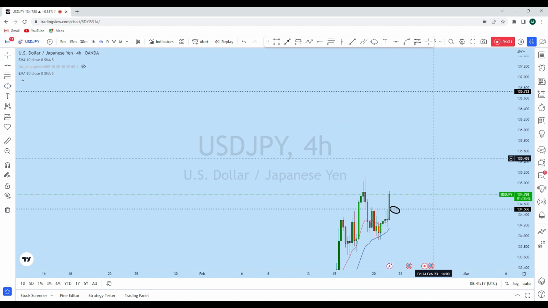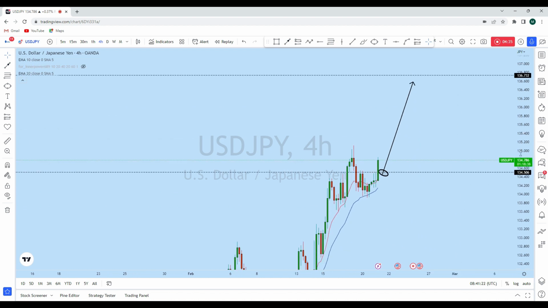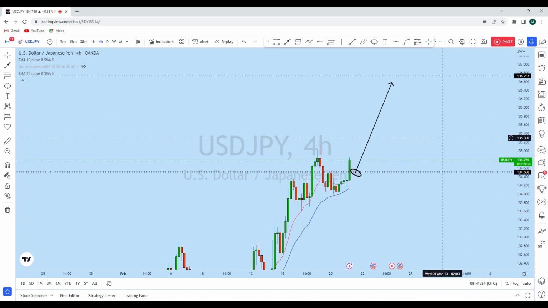So as soon as we find a suitable entry opportunity on dollar yen to take this move to the upside, we'll consider going long with a high probability trade setup with our students.